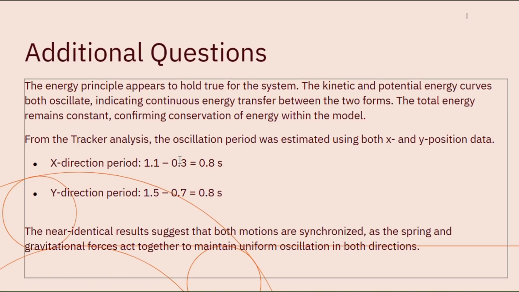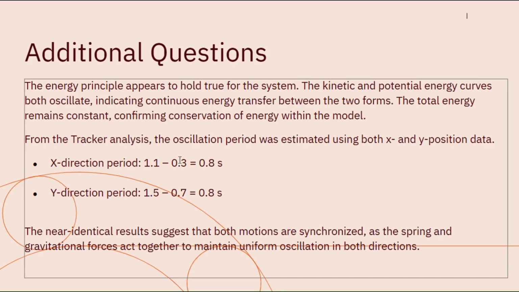So, additional questions. From the energy plots, it's clear that the energy principle is satisfied as kinetic and potential energies oscillate out of phase, demonstrating that energy shifts between those forms without loss. The total energy line stays constant, meaning the system conserves energy throughout the motion.